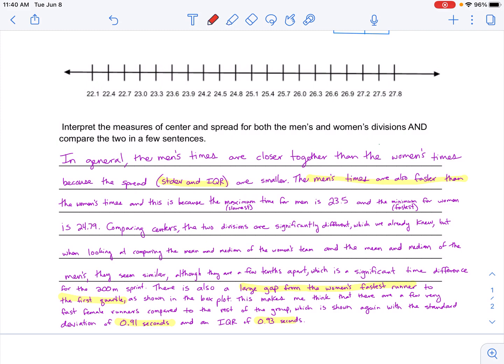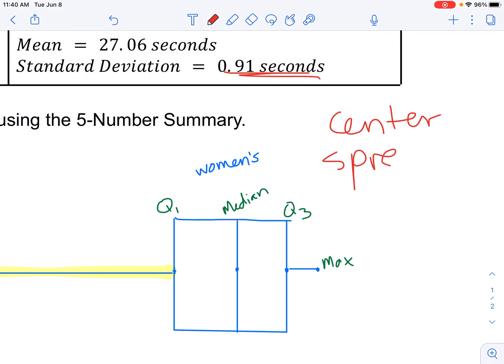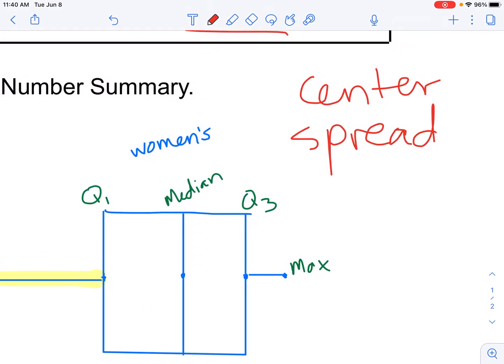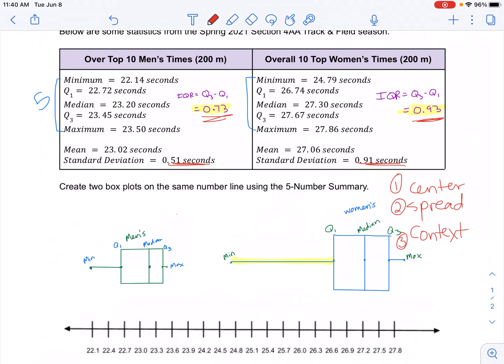What you really want to focus on is commenting on the center, which is mean and median. Comment on your spread, which is standard deviation and IQR. And anything else that looks interesting, put it back into context and why it actually matters. Those are the 3 things I would recommend you focus on to make sure your data analysis is complete.